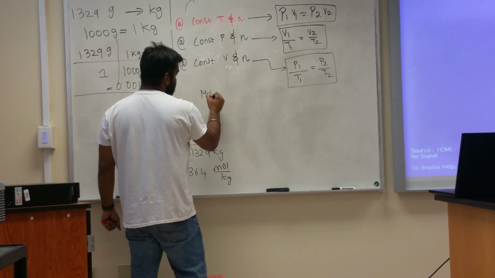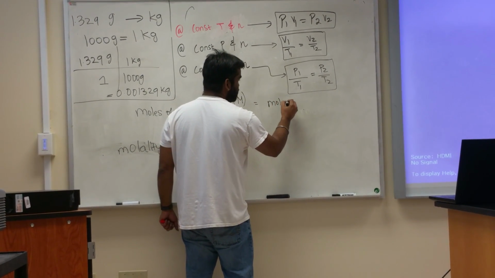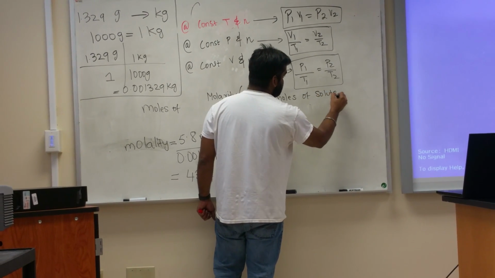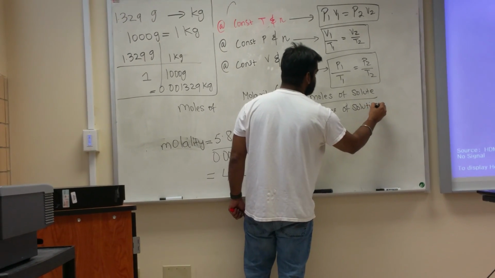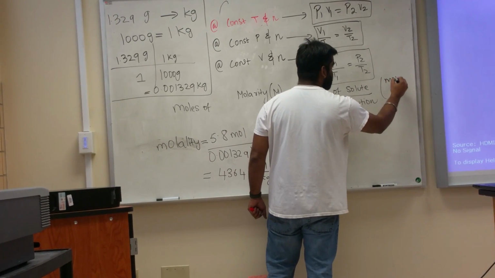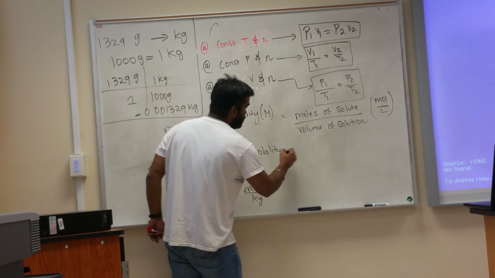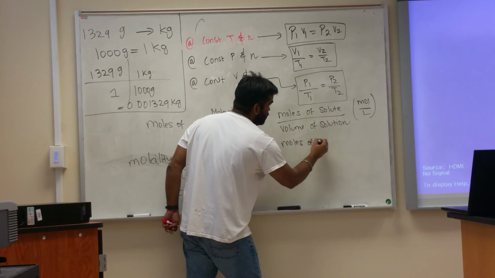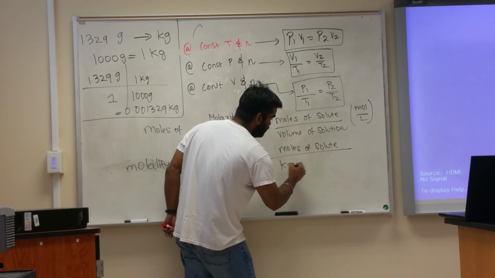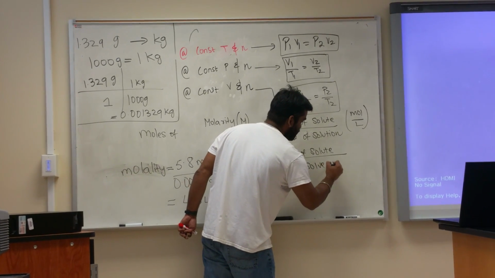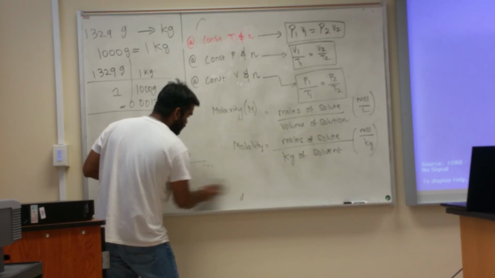And then molarity would be uppercase M equals moles of solute over volume of solution. So the unit here is moles over liter. And molality equals moles of solute over kilogram of solvent. The unit is moles over kilogram.